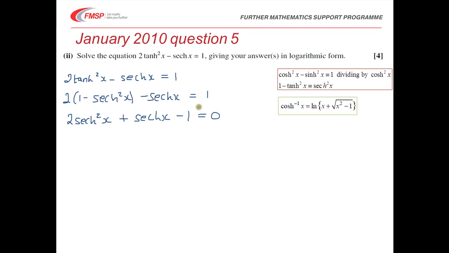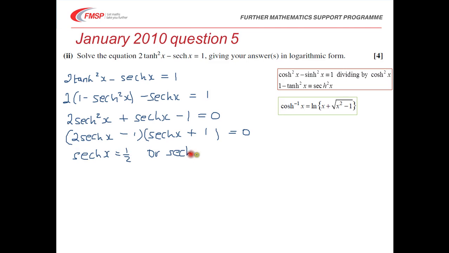Now you would always hope that at this stage it will factorise. If it doesn't, it's worth going back and checking that you haven't made any silly error. So there has to be a 1 each, and it's just a matter now of making sure we have a plus sec squared, so that is going to be that. So sec x is equal to a half, or sec x is equal to minus 1.